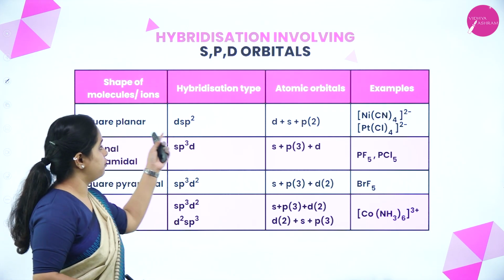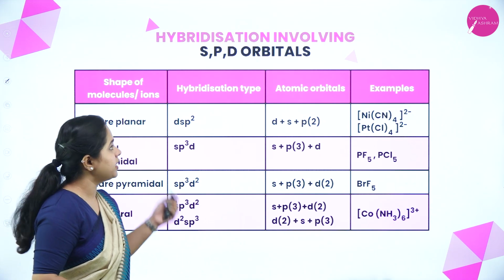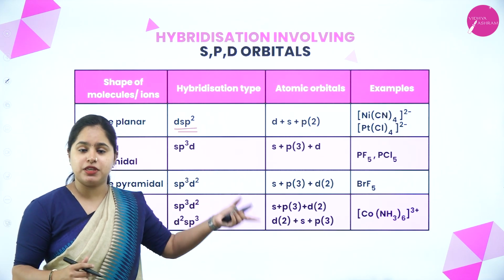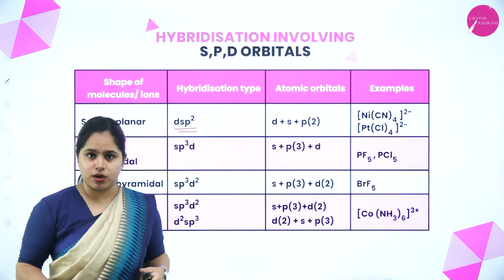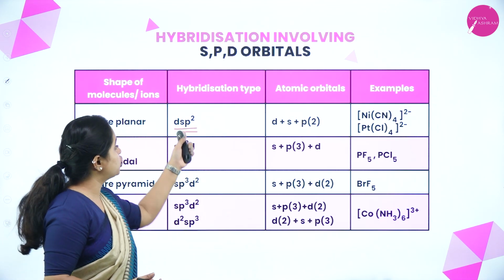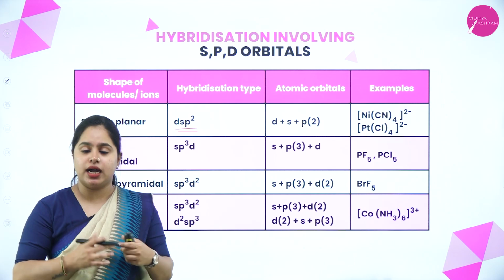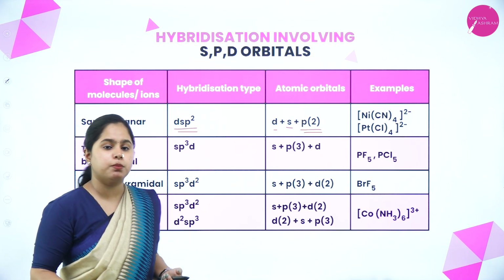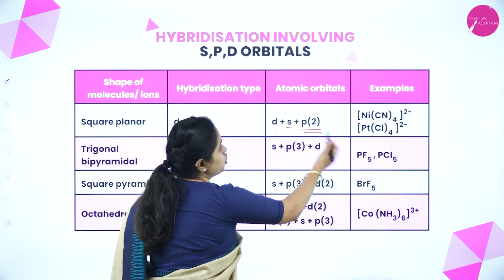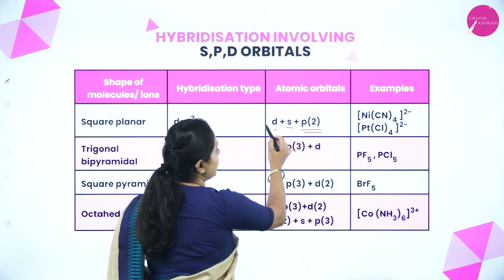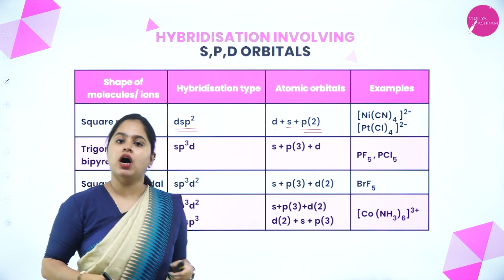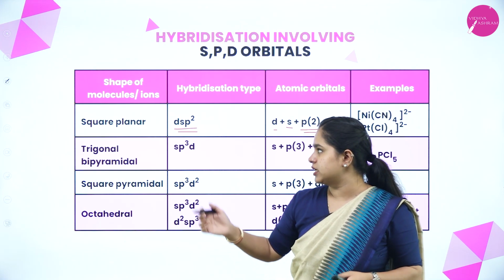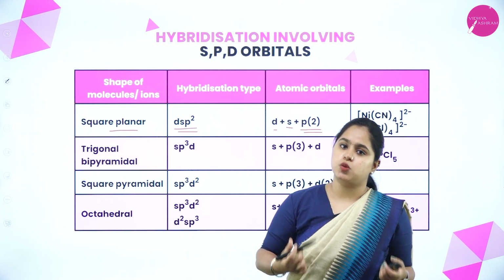As you can see here, the first one is dsp2. From the name itself you can understand, one d orbital, one s orbital and two p orbitals hybridize and form dsp2 hybrid orbitals. How many hybrid orbitals will be formed? 1d, 1s and 2p, that means 2 plus 1, 3, 3 plus 1, 4. Four dsp2 hybrid orbitals will be formed. And for such molecules which show dsp2 hybridization, the geometry will be square planar.